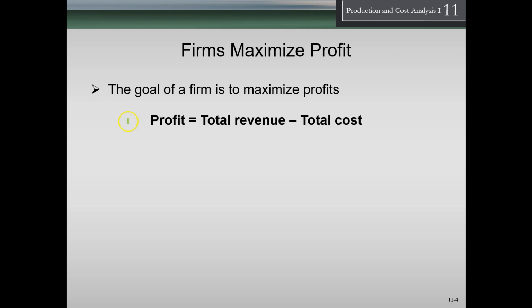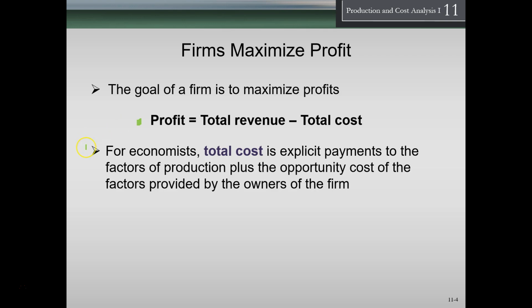So what is a profit? How do we calculate it? We take the total revenue less the total costs. So profit is going to be a pretty simple calculation. We take the earnings we're making, minus the costs it took in order to generate the earnings. That's going to be our profit. So for economists, total cost is explicit payments to the factors of production plus the opportunity cost of the factors of production by the owner of the firm. So when we think about an economic cost, it's going to differ a bit from the financial statement.